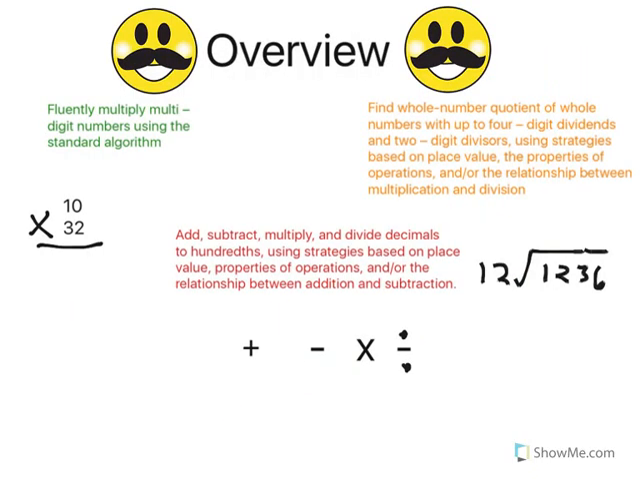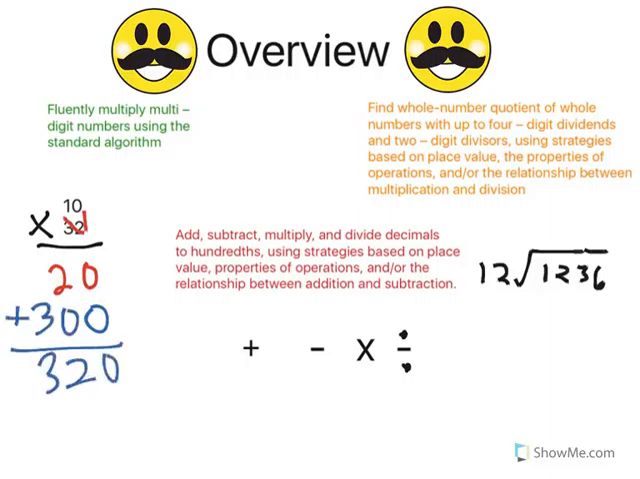Let's go ahead and wrap up this video with our overview. As you can see, we've learned a lot in this video. We've learned how to multiply multi-digit numbers. So we start on the right-hand side. We go 2 times 0 is 0. 2 times 1 is 2. Once we start a new row, we add a 0. Then we do 3 times 0 is 0. 3 times 1 is 3. Add them together to get our final answer of 320.